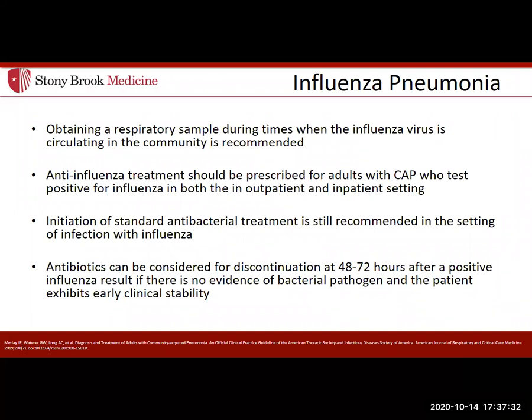Some common bacterial organisms associated with influenza pneumonia include Staph aureus, Strep pneumoniae, H. influenzae, and the group A strep. So it is important to maintain the guideline recommended standard antibacterial treatments.